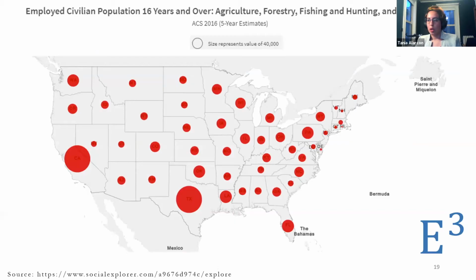The other figure I wanted to show you is this map. One thing you should be really, really careful of is when you look at maps, you should think about whether you're seeing a map of population density, or actually a map of data. Because in this case, this figure is supposed to show the employed civilian population of people who are working in agriculture, forestry, fishing, hunting, and mining.